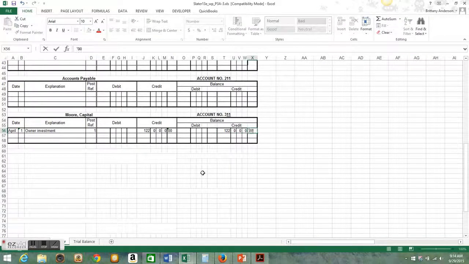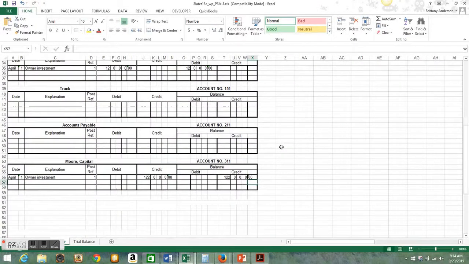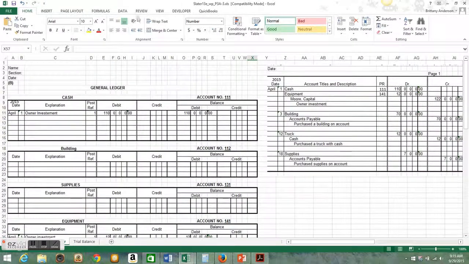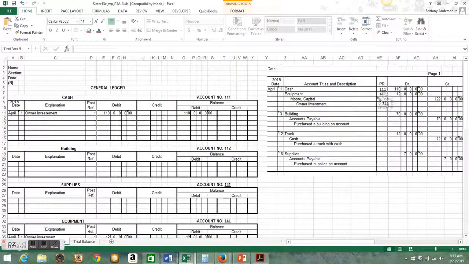Remember, this is not a negative balance. It is just that it is on the credit side. It is a positive amount. It increases on the credit side, decreases on the debit side. This is the way that we keep our accounting equation in balance. Okay, so my capital number is 311. So I would then come back and I would put 311, and I have now posted that transaction.